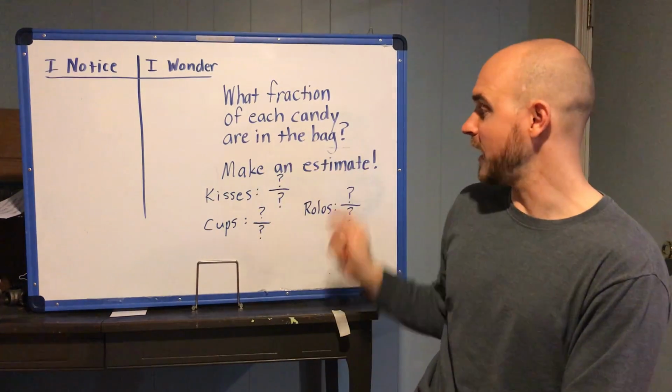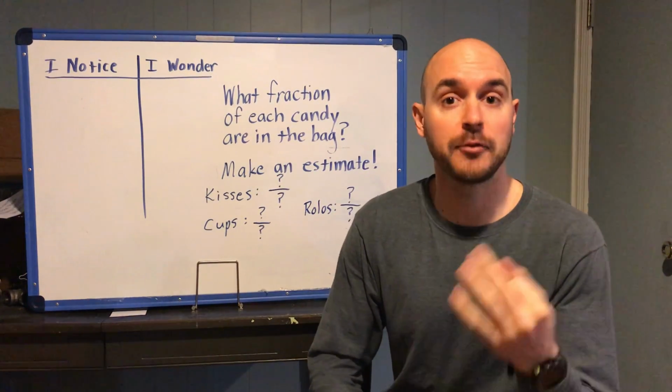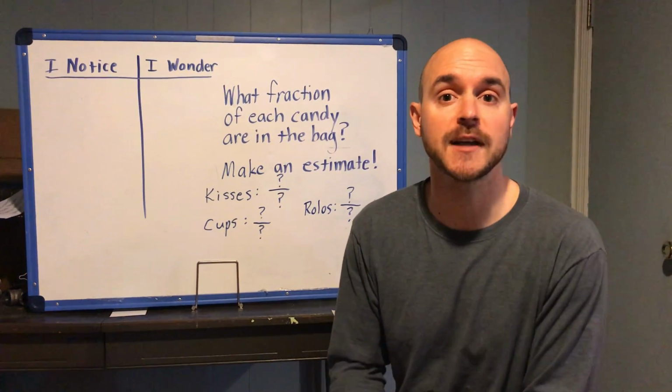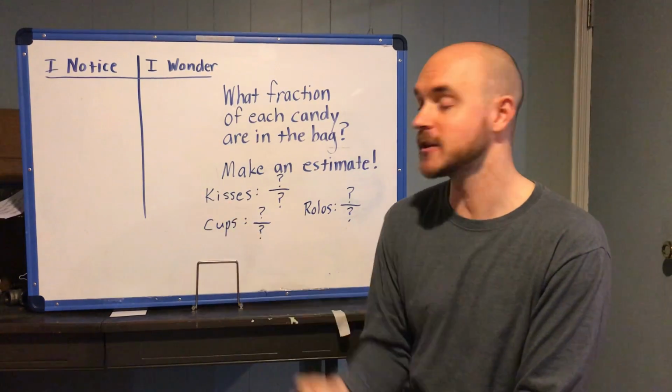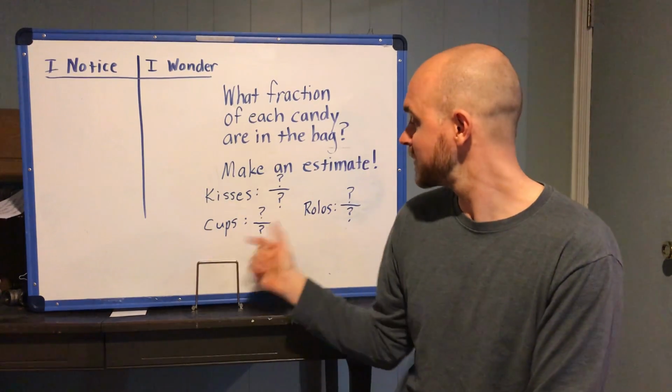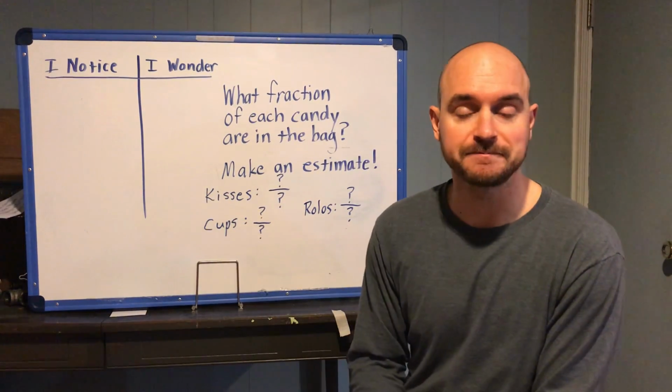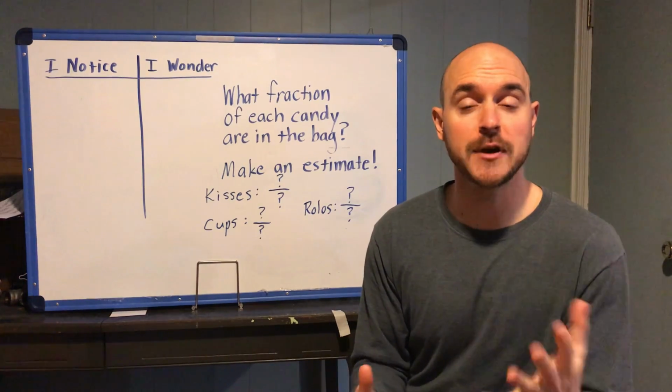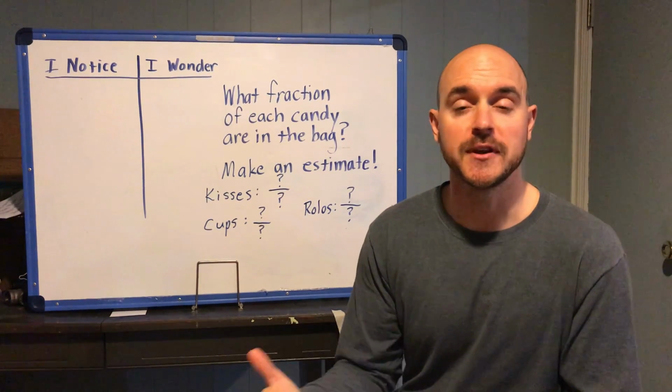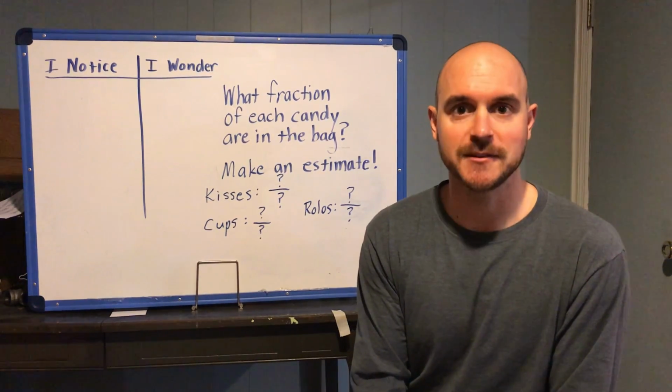So to make that estimate, we're actually going to have 3 different answers. There are 3 different types of candy in the bag. There are Hershey Kisses, there are Reese's Cups, and there are Rolos. So you're going to have 3 different fractions for this first estimate.